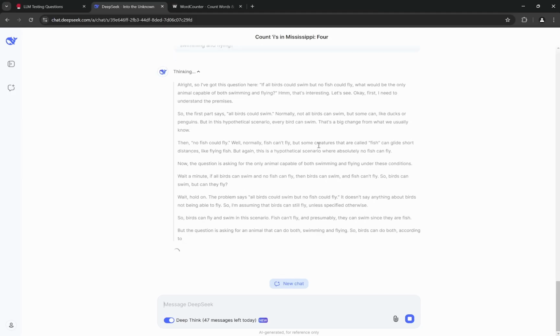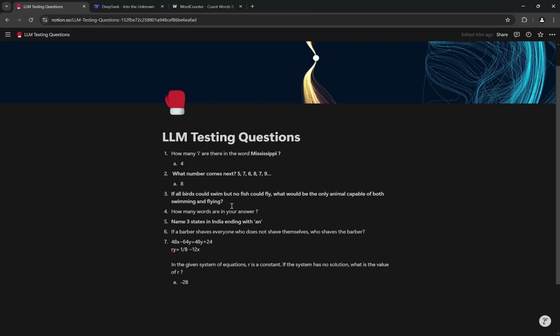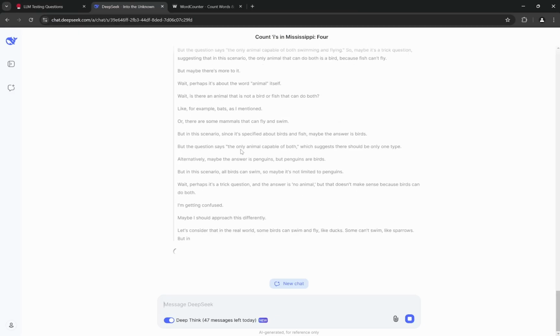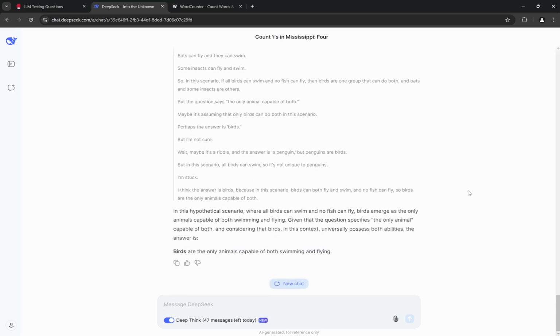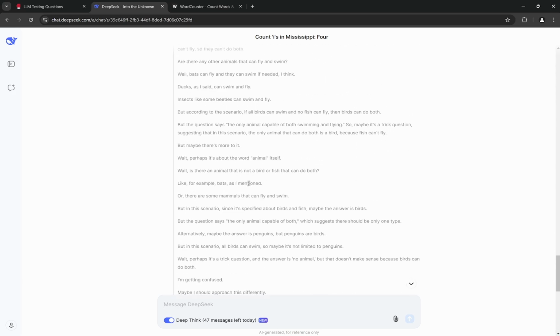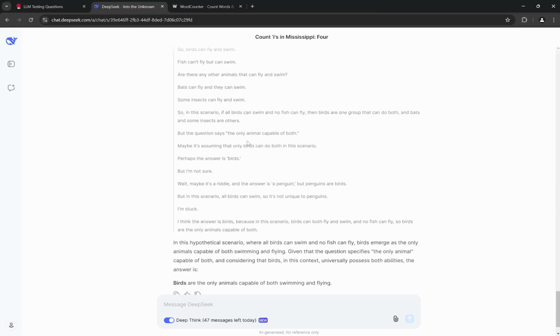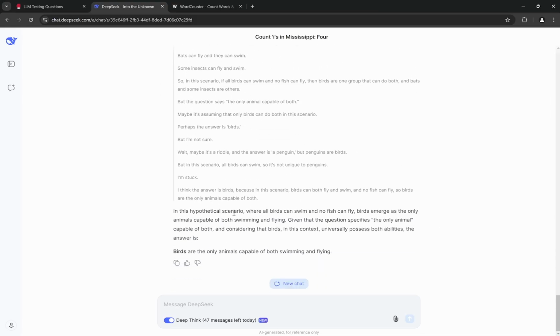As you can see, I did not provide any definitive answer for this. The whole point was to see how it is thinking. That's the main point. Here you can see after thinking everything, and it is quite long, right? We see in this hypothetical scenario where all birds can swim and no fish can fly, birds emerge as the only animal capable of both swimming and flying. Given that the question specifies the only animal capable of both and considering that birds in this context universally possess both abilities, the answer is birds are the only animals capable of both swimming and flying.